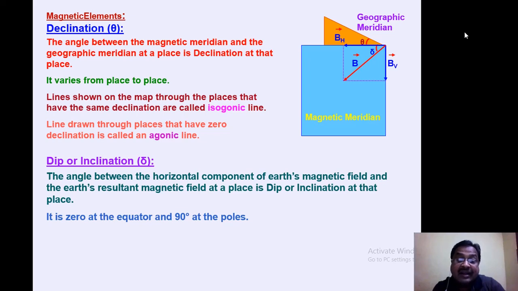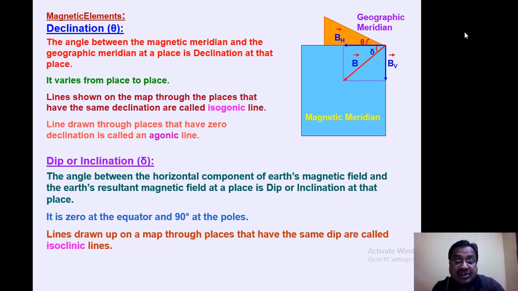And generally, delta varies from equator to poles. Dip has a value of 0 at the equator and 90 degrees at the poles. So we may say the angle of inclination changes from place to place on the earth. Without any doubt, you may reach this conclusion that at the poles its value is 90 degrees, that is maximum, and at the equator it is minimum, that is 0. Very often you will get this as a multiple-choice question in different types of examinations.